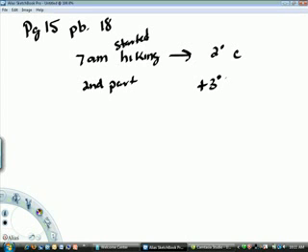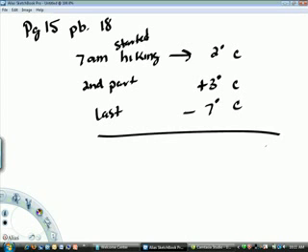Now, the last part of the hike, it decreased, minus 7 degrees. So it's all about organizing the information, okay? So it went from 2 degrees, plus 3 degrees, minus 7 degrees. So what was the final temperature? Minus 2, because 2 plus 3 is 5, minus 7 makes negative 2. It's negative 2 degrees Celsius.